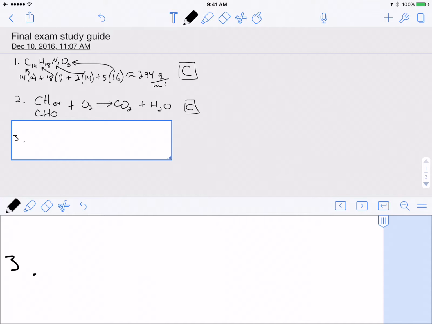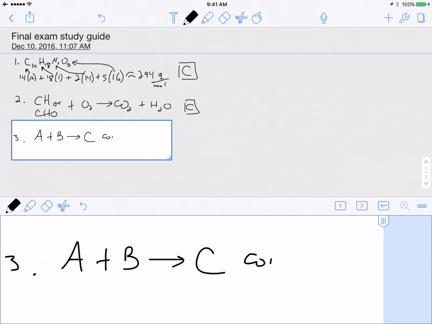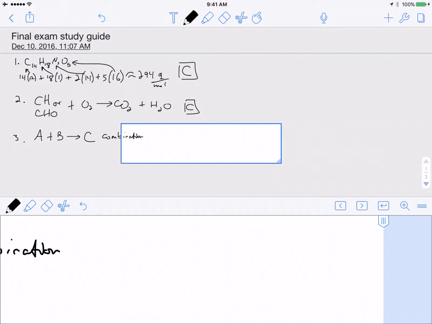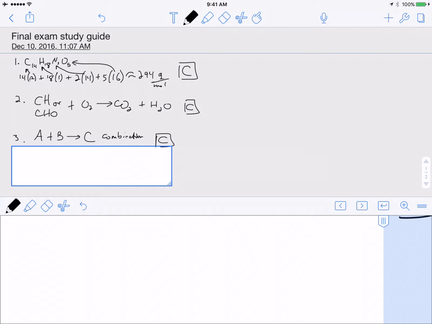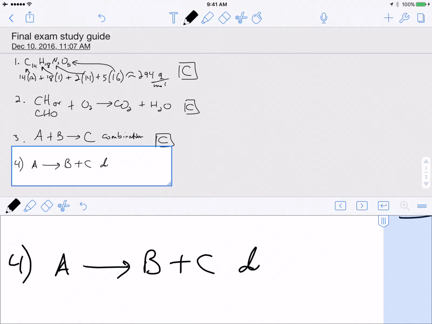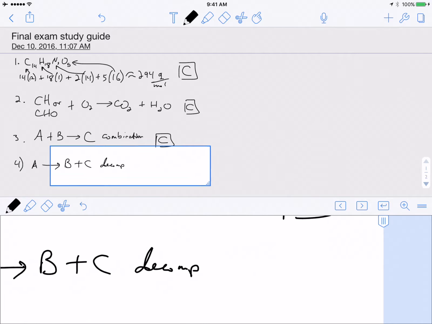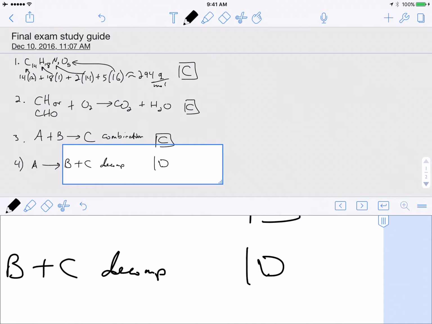3. Which one is a combination reaction? Well, A plus B yields C. That's a combination. Therefore, our answer here, C. Number 4, which one is decomposition? Well, decomposition is A that goes into B plus C. That's a decomp. And that one turns out to be D.